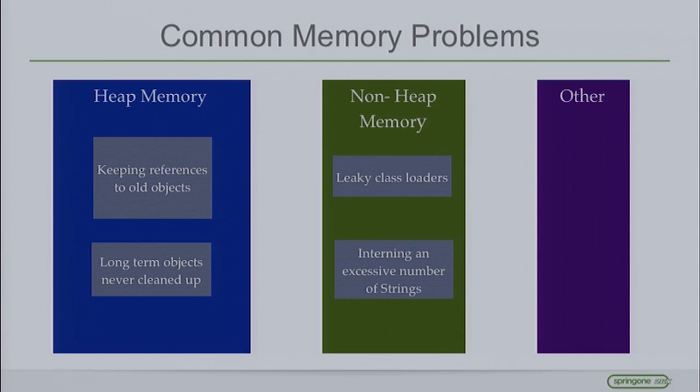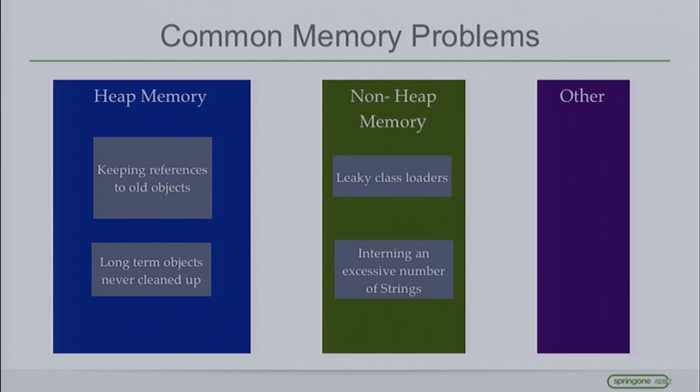Well, for heap, if you keep references to old objects, then they can't be garbage collected, so they stay around, and you'll see your heap start to spike up. Or if you have long-running static objects somewhere and you don't clean them up appropriately, you just add to them, that can also create memory leaks in your heap memory.